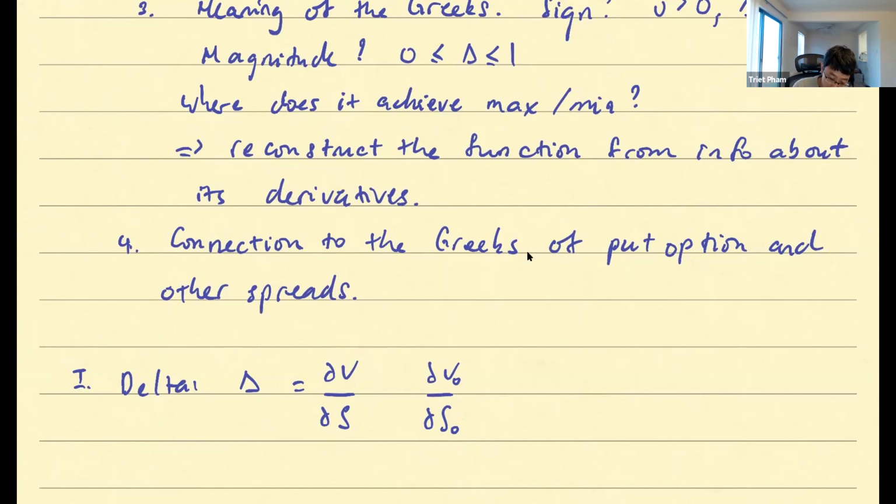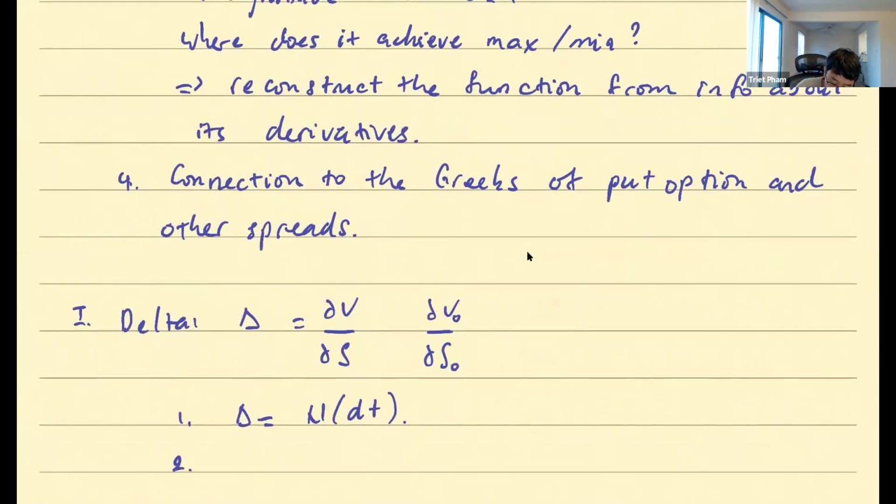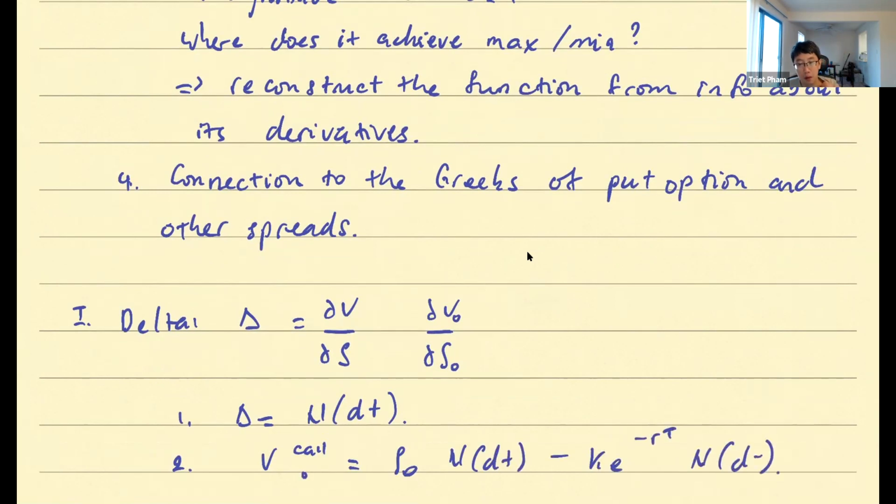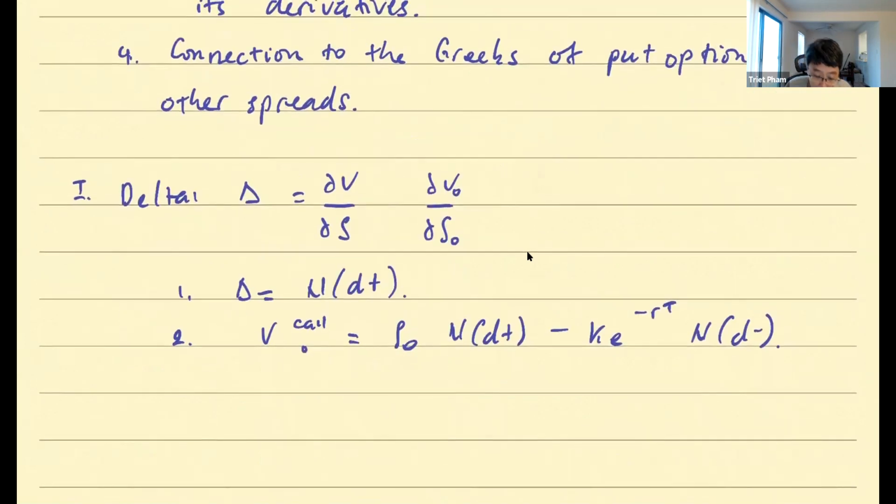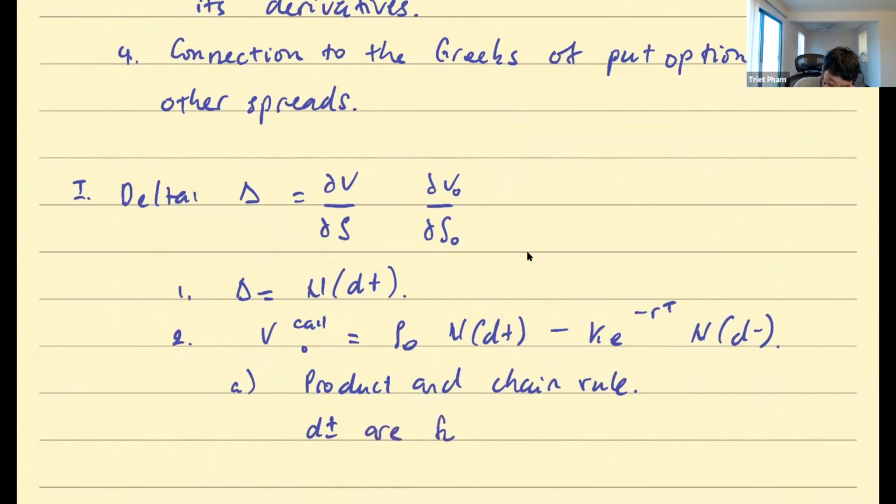Okay, so item 1 is already said, N(d plus). Item 2, calculation. Remember that everything starts with V call equals S0 N(d plus) minus K e to the minus RT N(d minus). So to differentiate with respect to S naught here, pay attention to the product rule and chain rule when you differentiate these, because the d plus and d minus are functions of S0. Okay.